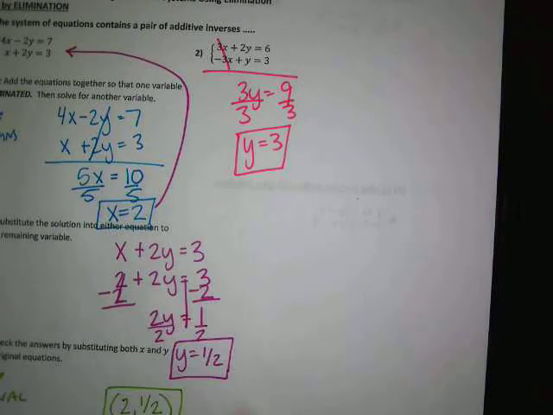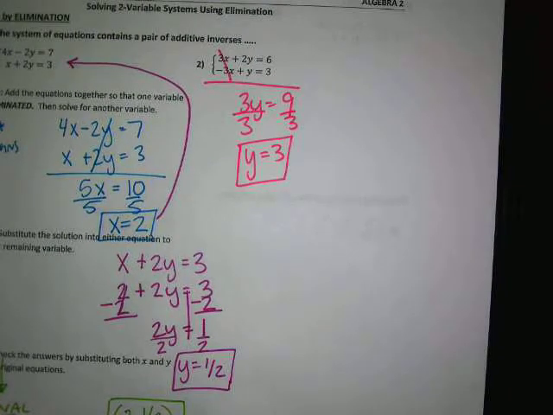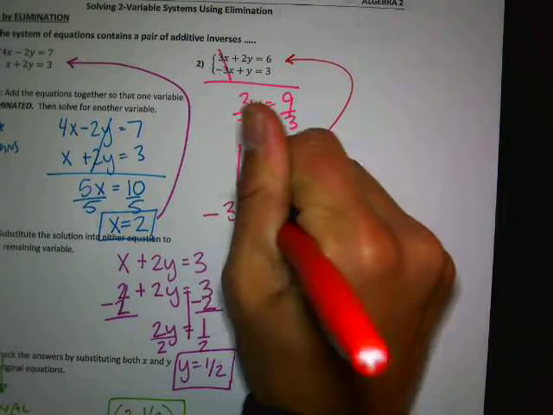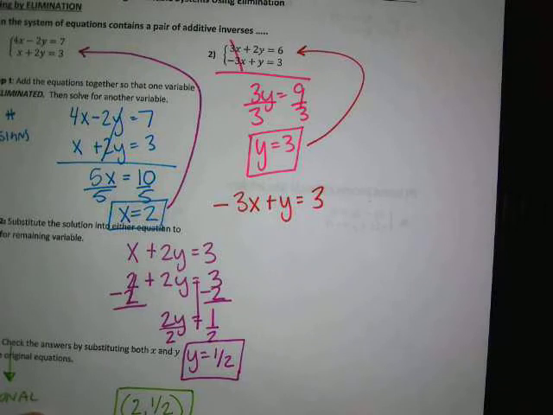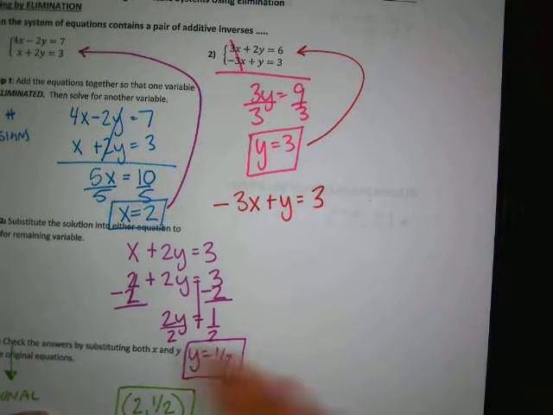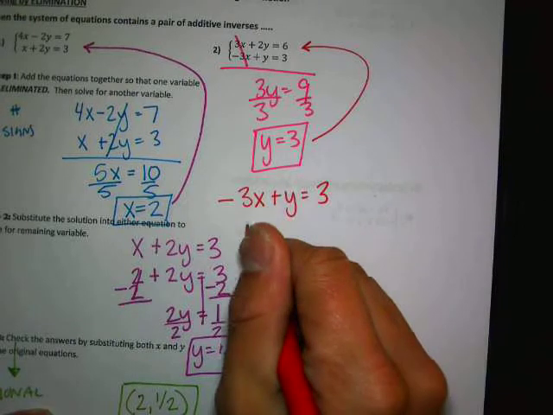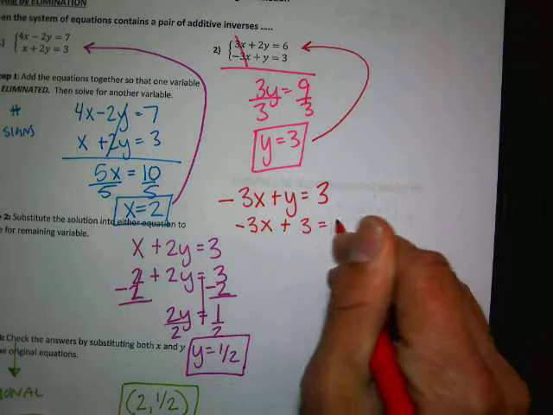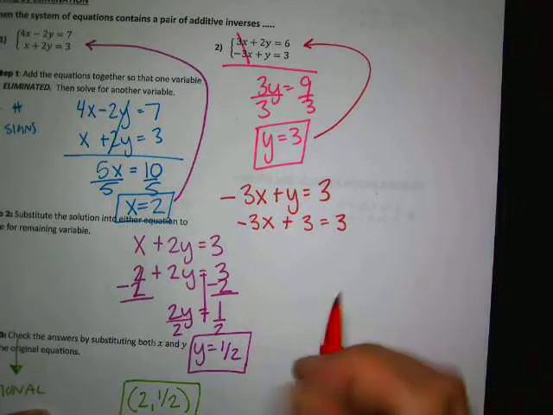All right, which one do you want to use? Okay, negative 3x plus y equals 3 is the one that Leslie wants to use, which is fine. It does not matter. And Faith, tell me what I'm going to write when I plug 3 in. Negative 3x plus 3 equals 3. Okay. And Andrew, help me solve for x.